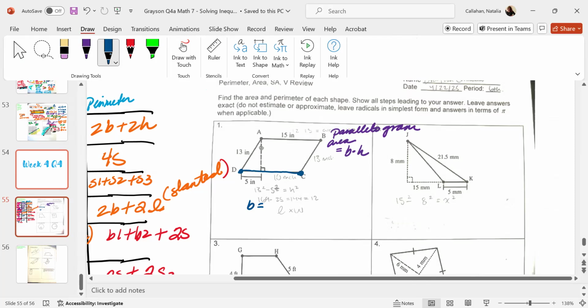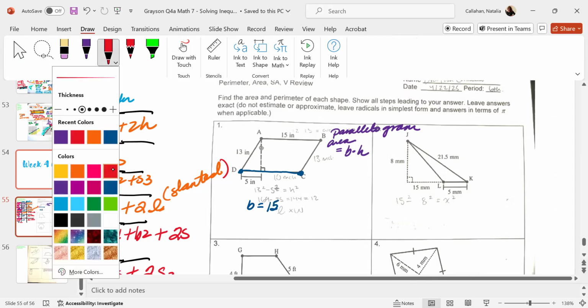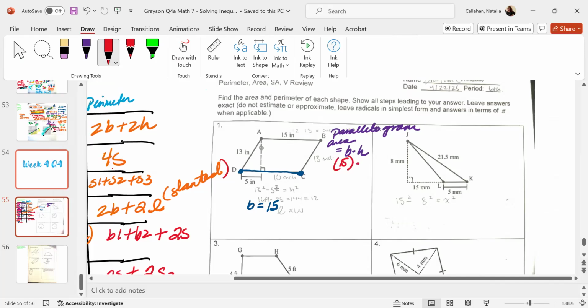15 is this part. Okay, it's 15. We got that. So I'm going to put 15 right here for base. But then I need height. Height is the red part right here. How do I find height? That's a little bit more complicated, right? Because it's not given to me.